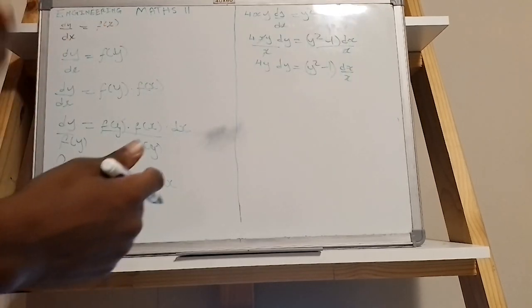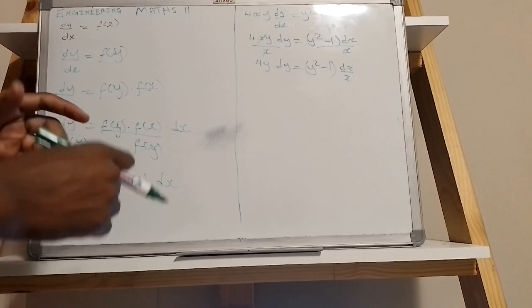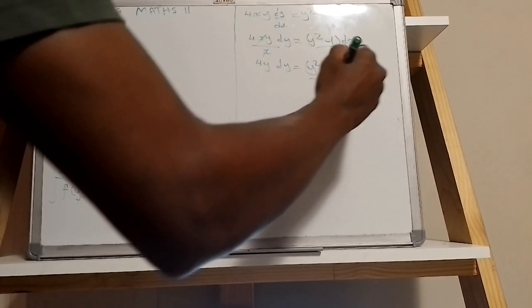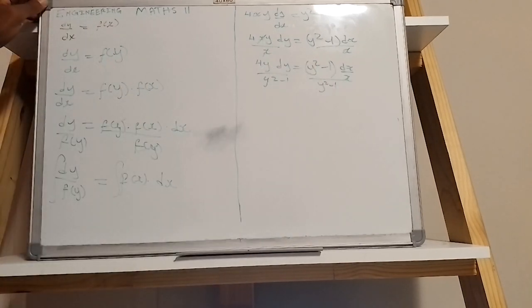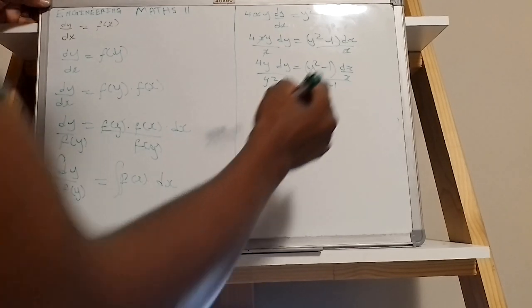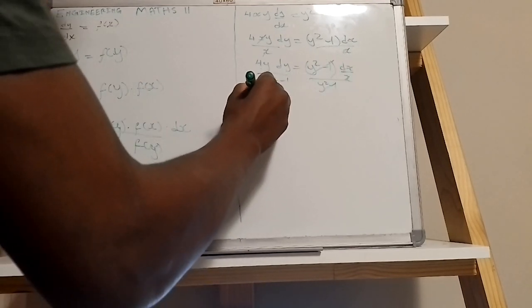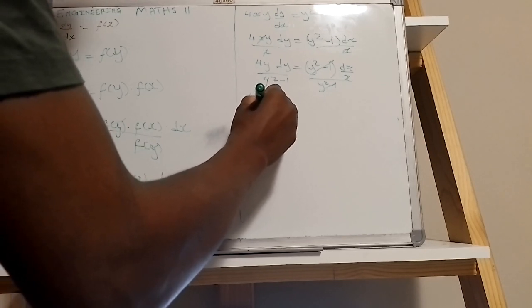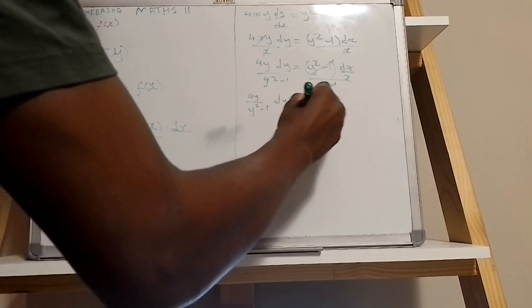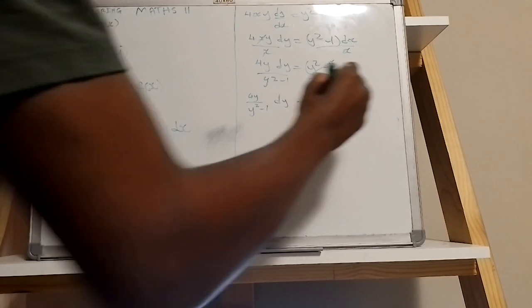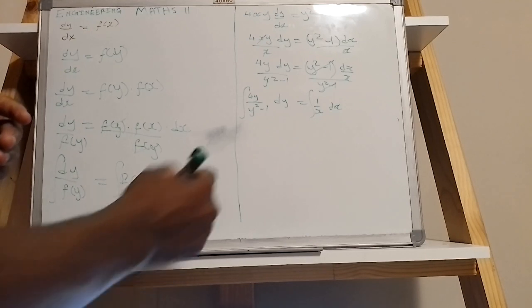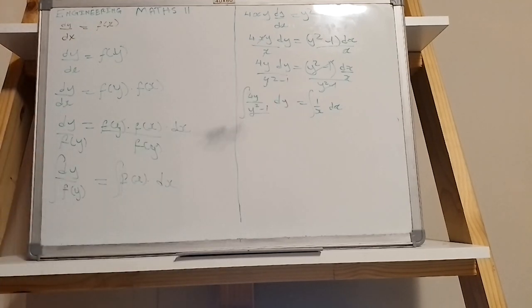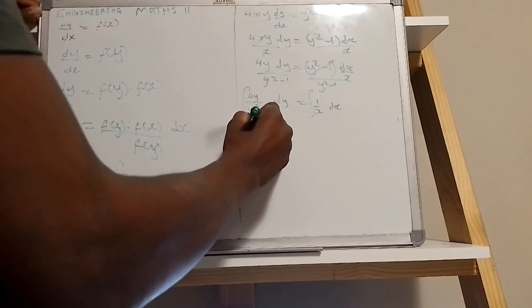I'm still looking to separate these variables, so I divide by y squared minus 1. Then I've separated my variables, and this and this will cancel. I have 4y over y squared minus 1 dy is equal to 1 over x dx. Then integrate. When I integrate something like this, I know it's going to be difficult, so I introduce what we call the u substitution.